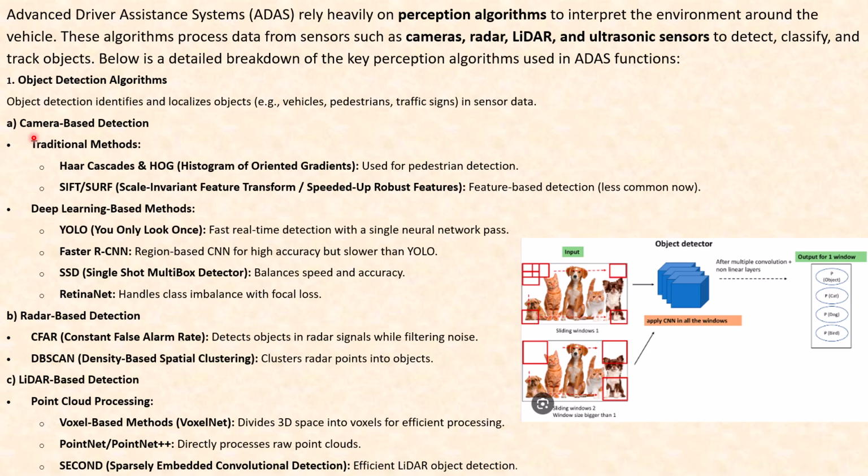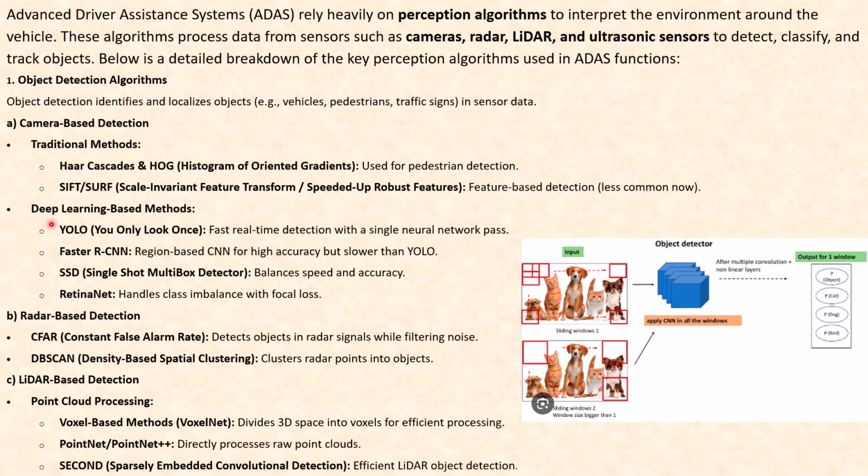Now, when it comes to camera based detection, there are many traditional methods like Haar cascades or HOG, histogram of oriented gradients, used for pedestrian detection. And the next most important camera based detection algorithm is SIFT or SURF, which is an acronym for scale invariant feature transform or speeded up robust features. Feature based detection, which is less common now, according to a few people.